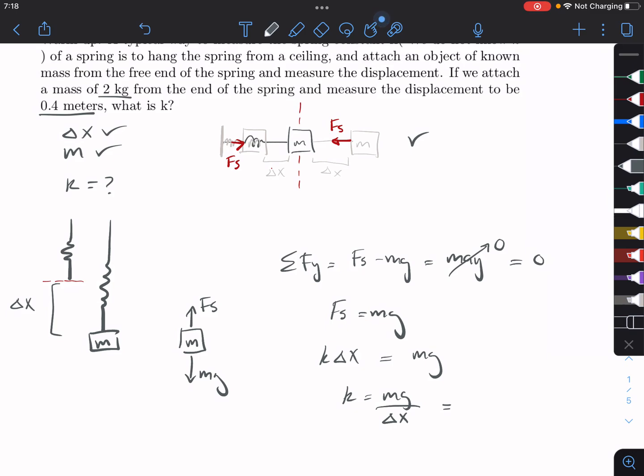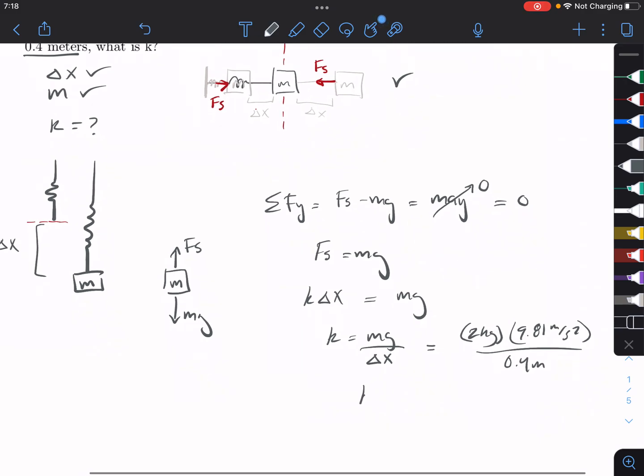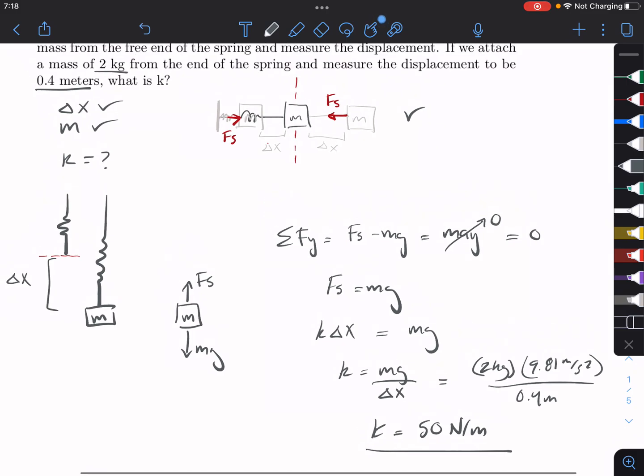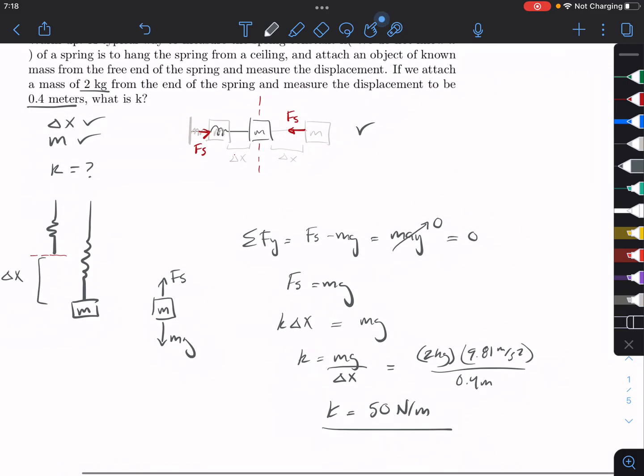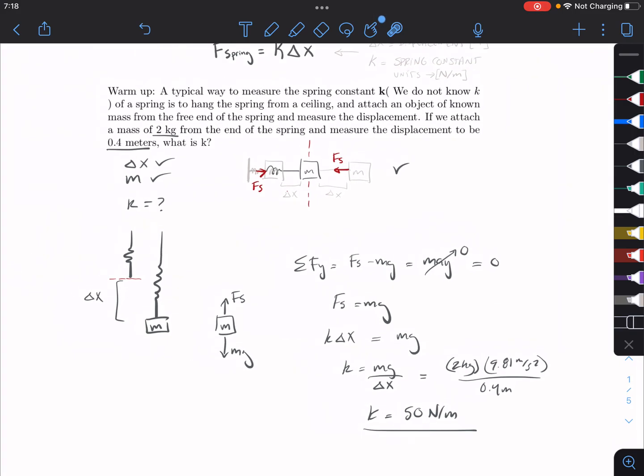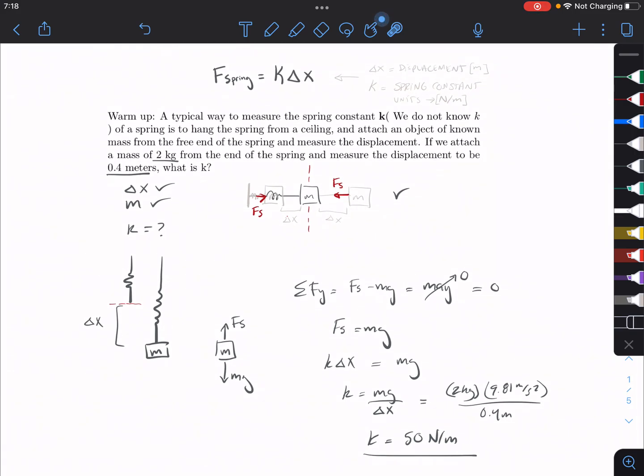If we plug in the values we are given, 2 kilograms, 9.81 meters per second squared for gravity, and our delta x in meters, 0.4 meters, we get k equal to 50 newtons per meter. That tells us how many newtons per meter of force that spring is capable of producing. For every meter you stretch or compress it, that's how much force that spring is able to exert. Cool. Let's move on to the next example.